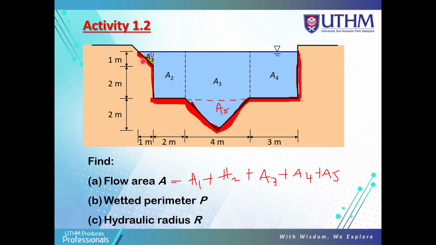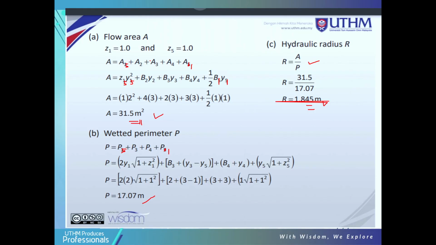To get A1 here, to get the value of Z, you must know 1 over Z. So this is the Z. You know that this is 1 meter, and the height is also 1 meter. So 1 meter to 1 meter. So the Z for A1, Z1 here, you get 1.